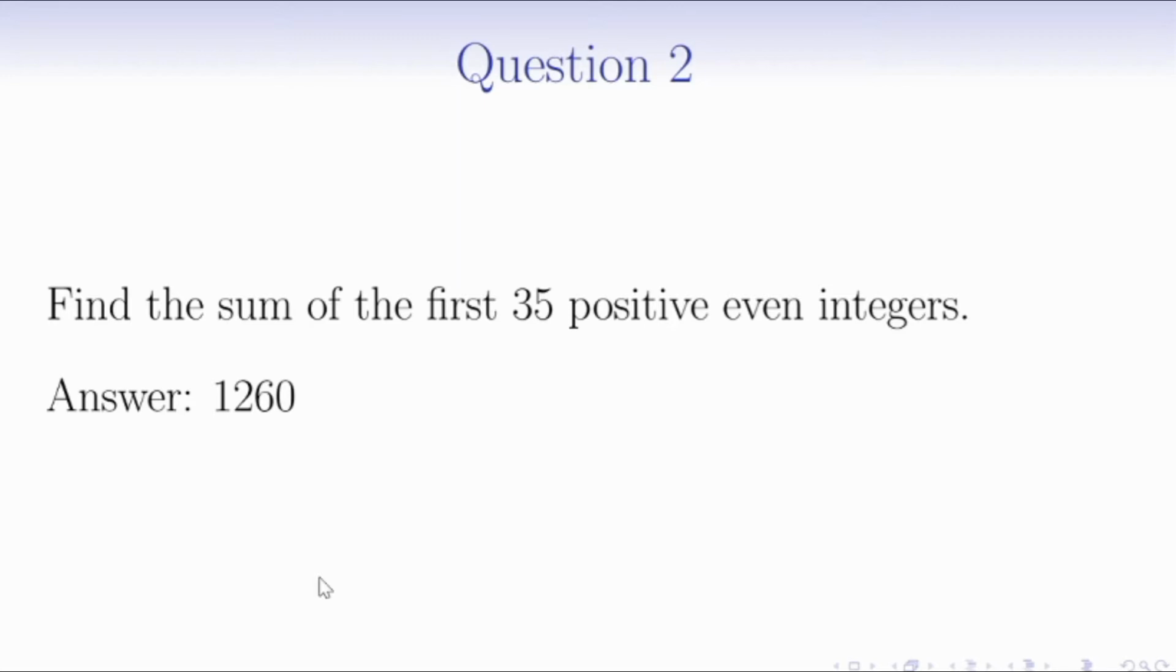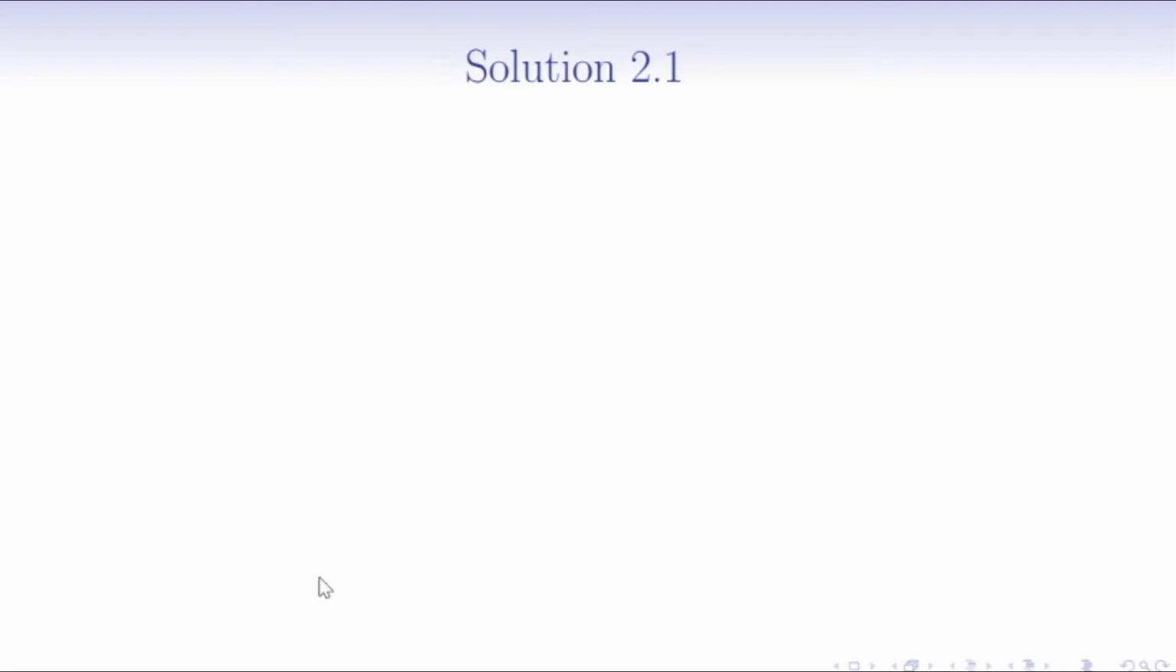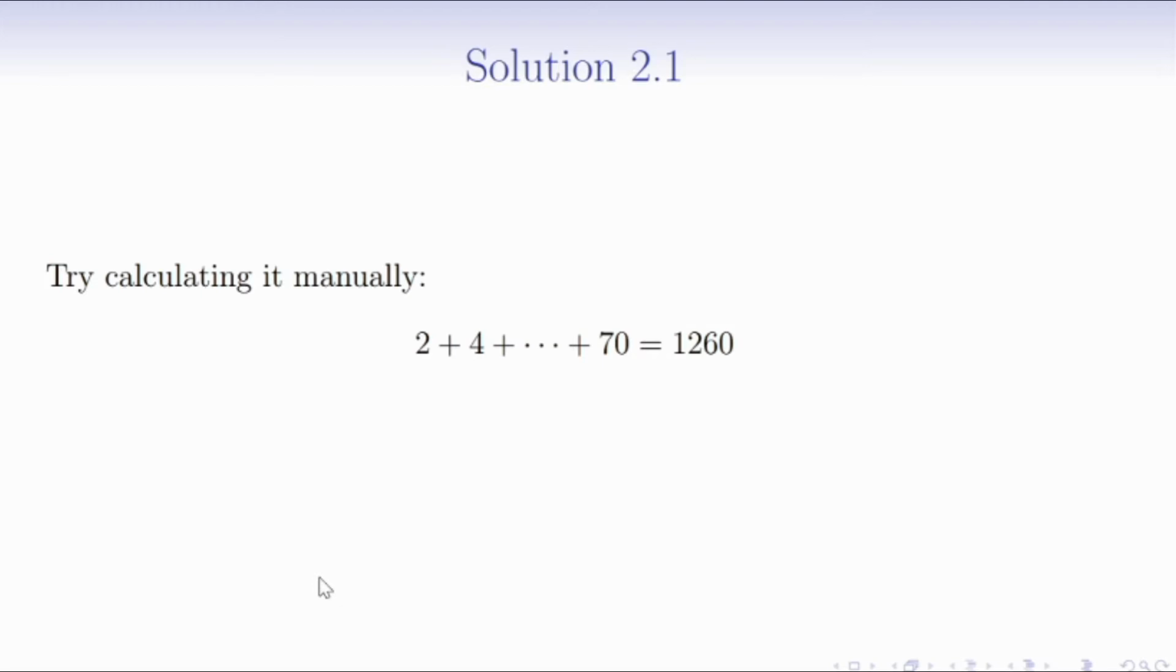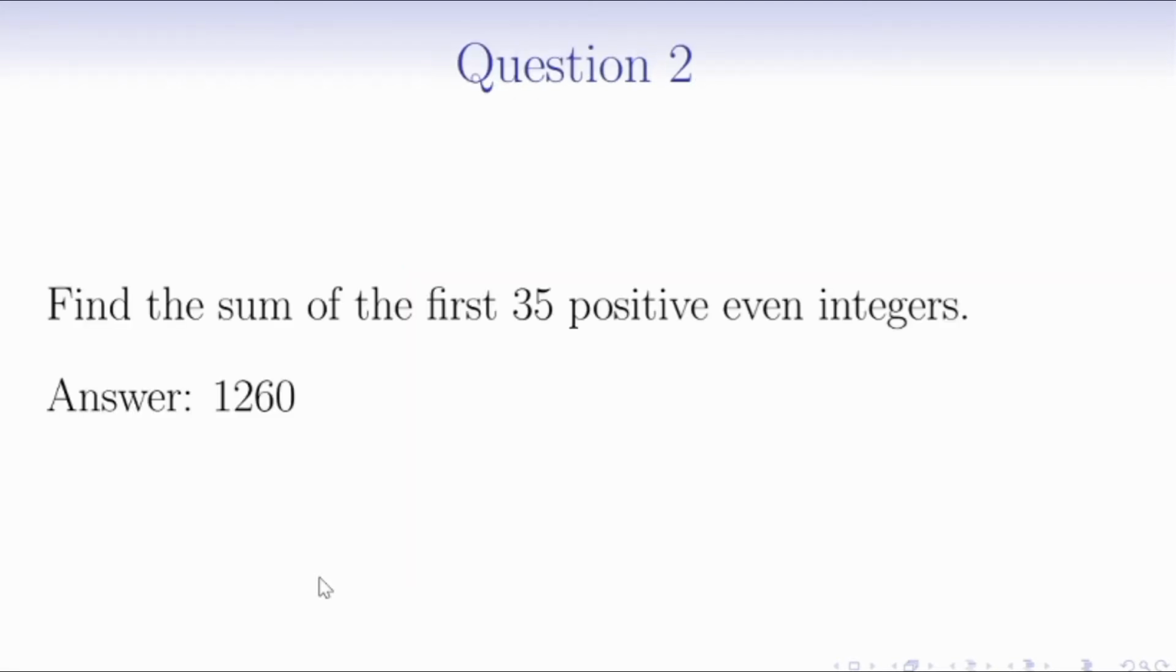Let's see how we get it. You could try calculating it manually: 2 plus 4 plus 6 plus, and so on, up to 70. How did we figure out that the 35th term is 70?